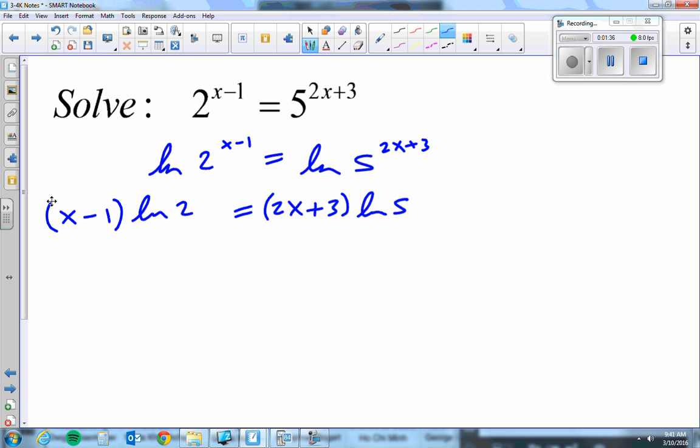In this case, you distribute. So multiply natural log of 2 times both of those, and distribute natural log of 5 on the other side. Now that it's all simplified, you have individual terms. What's the next step? Collect all the x terms together on one side.